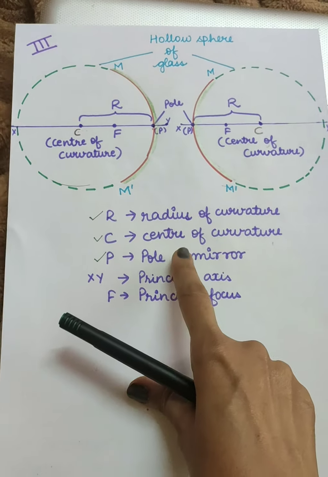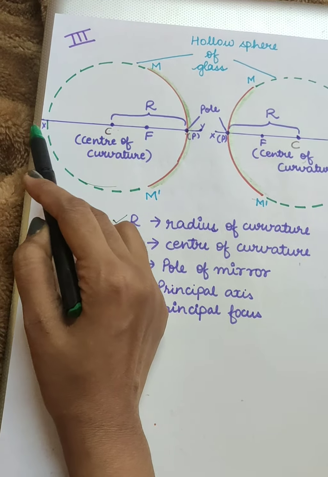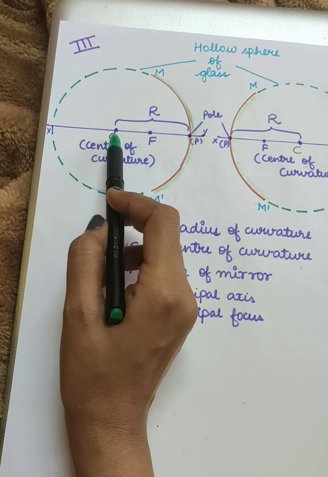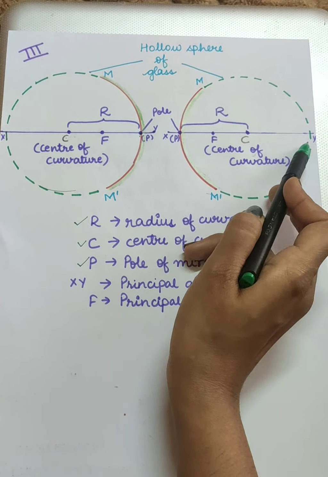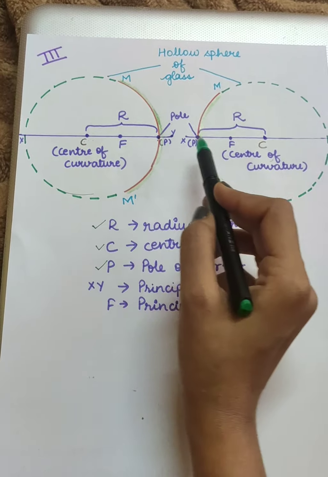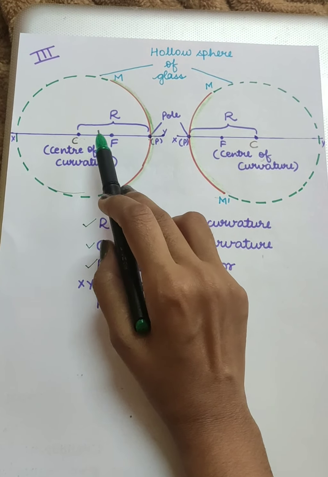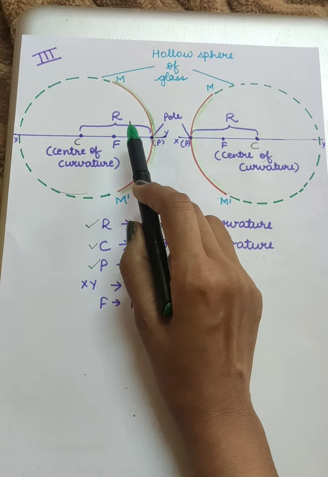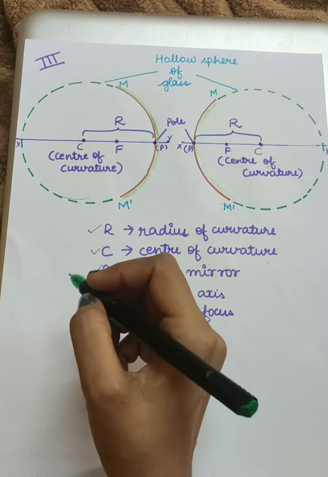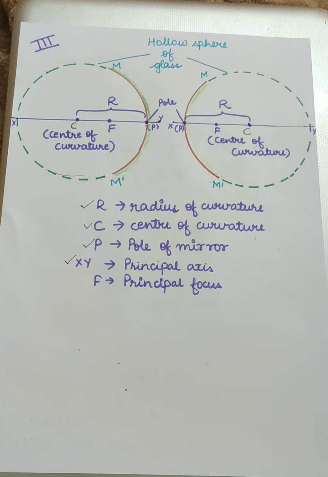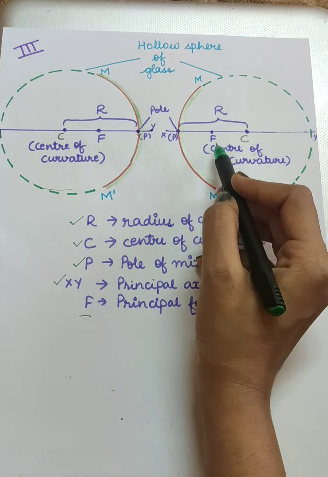Now coming on to the fourth term, which is your principal axis. You can see this straight line xy, which is passing through the pole and center of curvature. This straight line which passes through the pole and center of curvature of a spherical mirror is called the principal axis of the spherical mirror. So this is your fourth term, and now coming on to the last term, which is principal focus. It is represented by F. You can see F here and you can see F here.